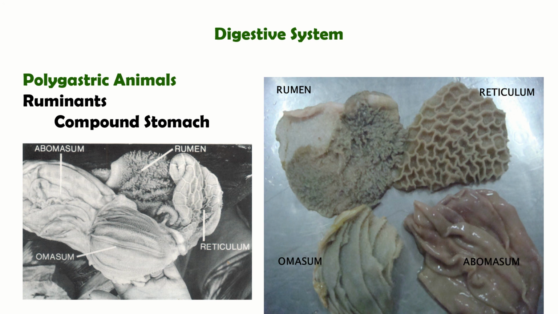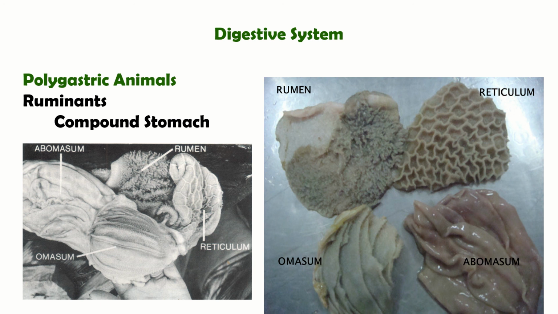Next is the omasum, also known as many plies. It is a globe-shaped structure containing leaves of tissues just like the pages of a book. Kaya nga siya tinatawag na libro-libro. These pages increase the absorption of nutrients from feed and water.